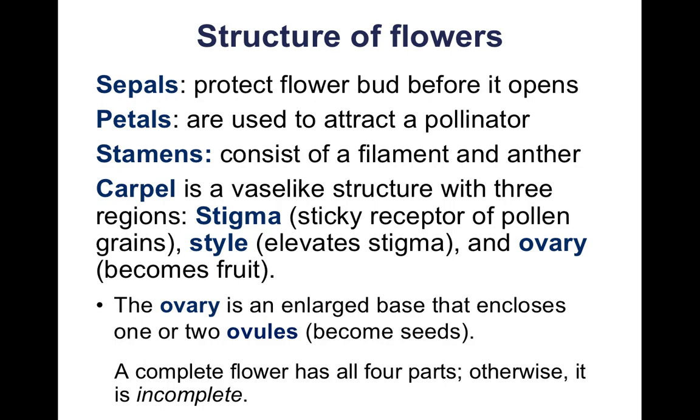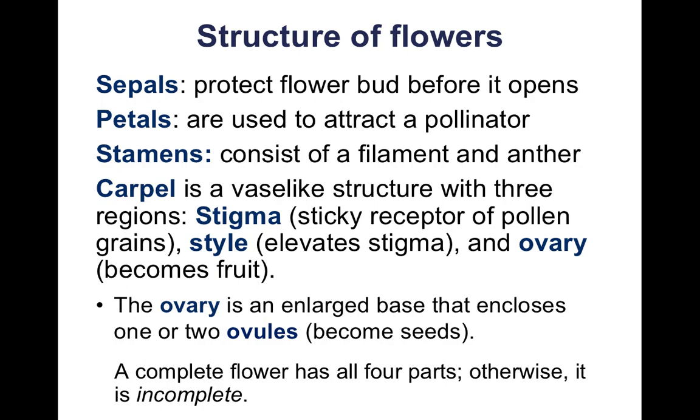On the outside of most flowers are structures called sepals. These are usually green, but they could also be different colors. Sometimes they even look exactly like the petals. So you can usually identify them by being on the outside of the outermost circle of organs on the flower. These are called the sepals. They're going to protect the flower bud before it opens.